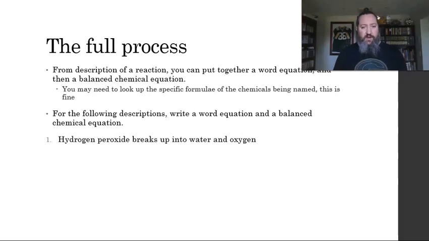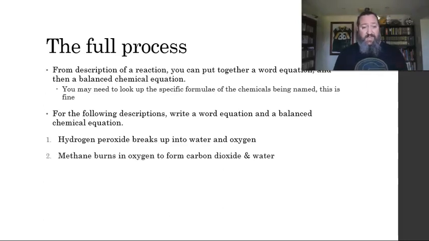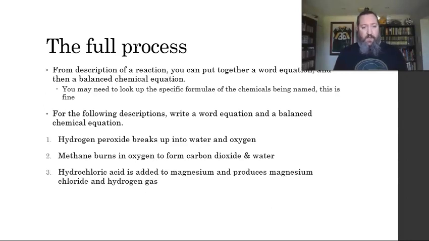Hydrogen peroxide breaks up into water and oxygen. So hydrogen peroxide turns into water and oxygen. Methane burns in oxygen. So methane plus oxygen turns into carbon dioxide and water. And hydrochloric acid is added to magnesium. Hydrochloric acid plus magnesium turns into magnesium chloride and hydrogen. So if you need to look up any of those particular specific formulas, please go do that.